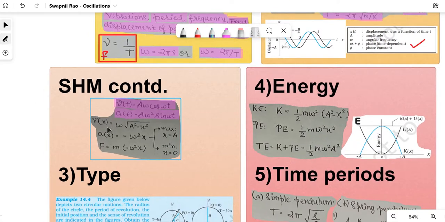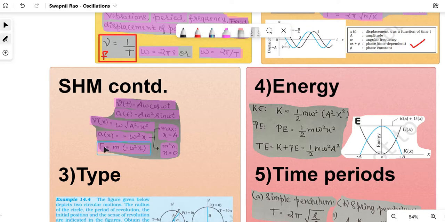Now velocity as a function of x, if you want the formula, is omega under root a square minus x square. And acceleration as a function of x, if you want, will be minus omega square x. And when is it maximum? It's maximum when x is equal to a, which means it is at the amplitude, one of the extremities. And when is it minimum? When x is equal to 0, which means when it's in the mean position. This is obviously something that you would have already known. And the same way here, f is equal to m times minus omega square x. So if you're wondering where this came from, we know force is equal to mass times acceleration. We have just put acceleration over here.